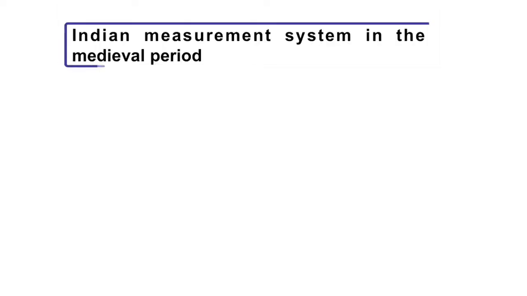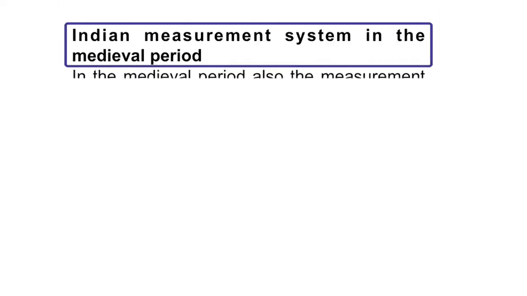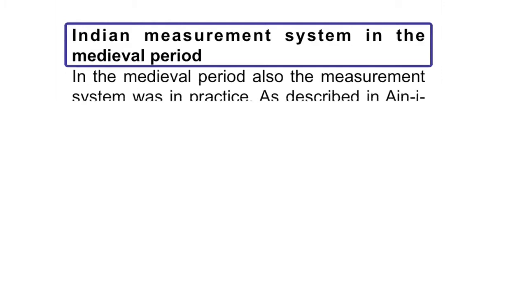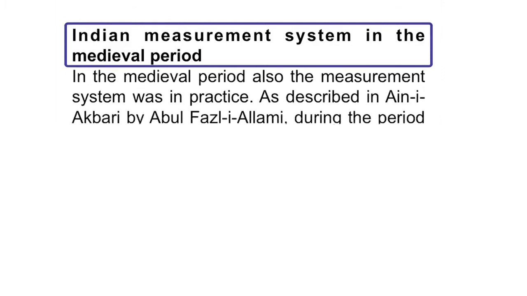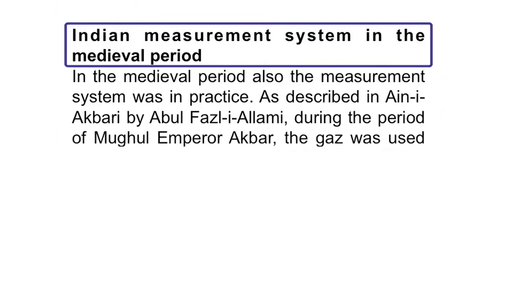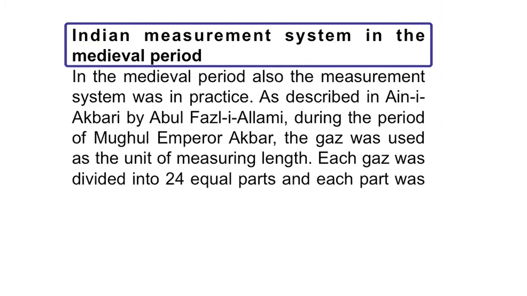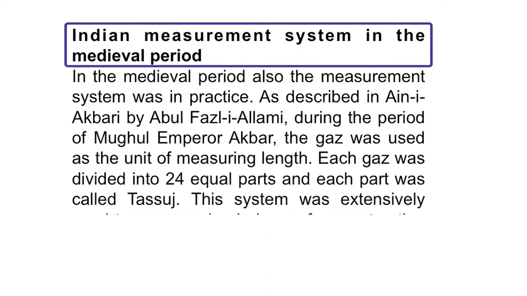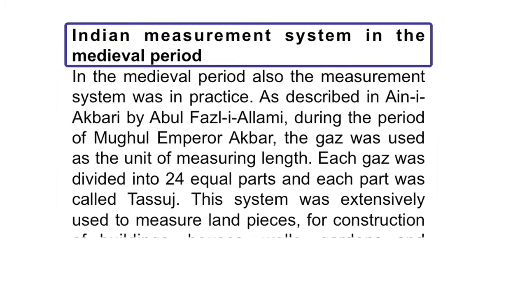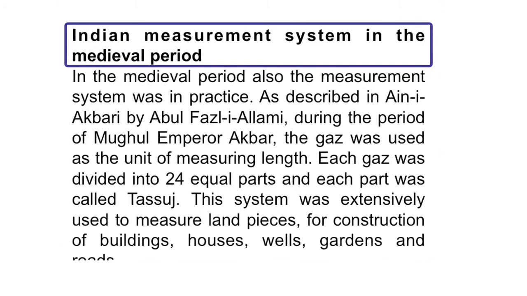Indian measurement system in the medieval period. In the medieval period also, the measurement system was in practice. As described in Ain-e Akbari by Abul Fazl-e-Ilami, during the period of Mughal Emperor Akbar, the gaj was used as a unit of measuring length. Each gaj was divided into 24 equal parts and each part was called tasuj. The system was extensively used to measure land pieces for construction of buildings, houses, wells, gardens and roads.